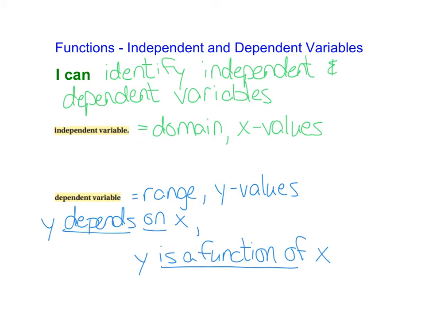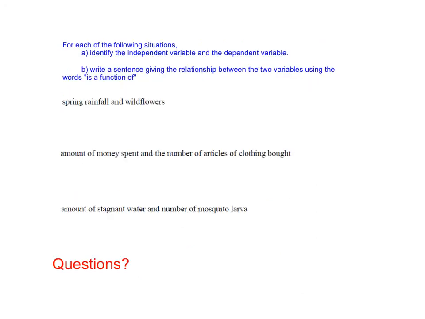X is always your independent variable. Y is always your dependent variable. So y depends on x, or y is a function of x. What does this look like? Well, let's look at three different situations here.